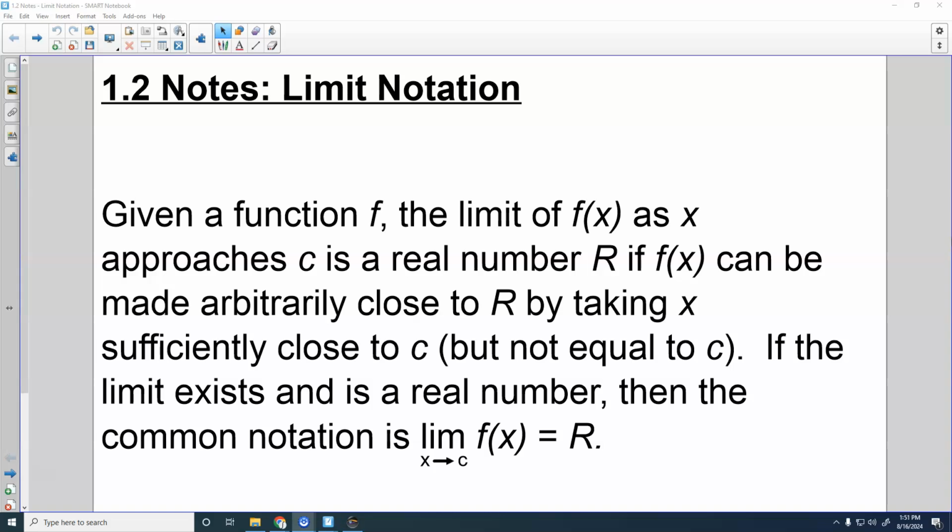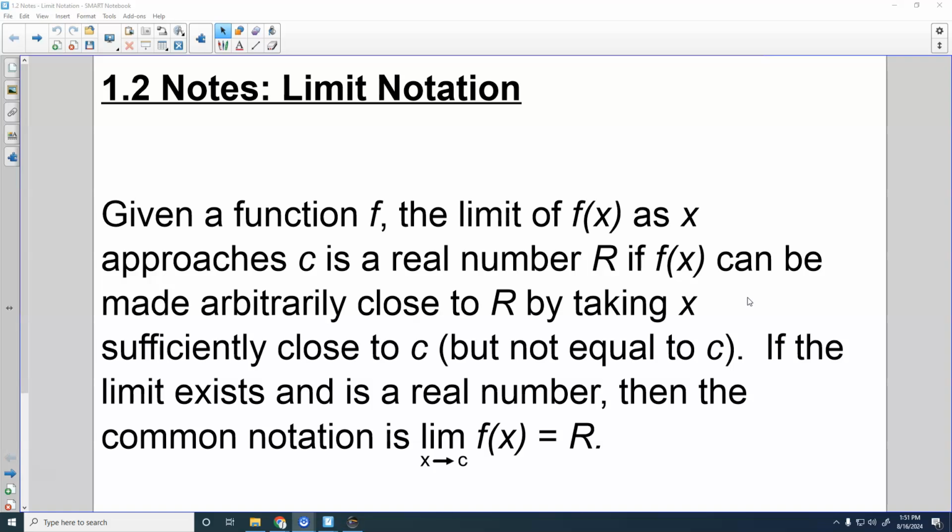Can't move. Okay. All right, so, given a function f, the limit of f of x as x approaches c is a real number, r, if f can be made arbitrarily close to r by taking x sufficiently close to c, but not equal to c. If the limit exists and is a real number, then the common notation is what we see here. So this probably sounds crazy. I have no idea what any of that means.